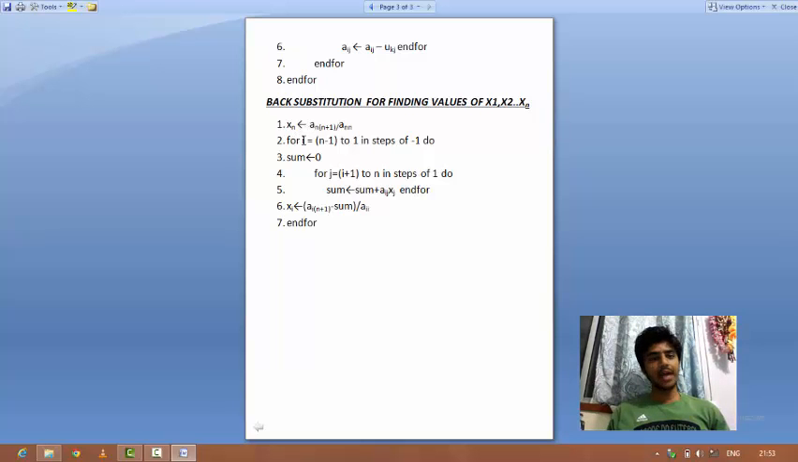Then for i equal to n minus 1 to 1 in steps of minus 1. Minus 1 is taken because we are doing backward substitution. Sum is initialized to 0. The for loop is here for j equal to i plus 1 to n in steps of 1. What we have to do is sum equals sum plus aij xj, and that's the end of the for. Next, xi is equal to ai,n+1 minus sum, divided by aii, and that's the end of that formula. So this is the basis of the Gauss elimination method.